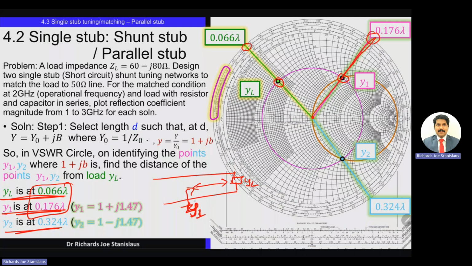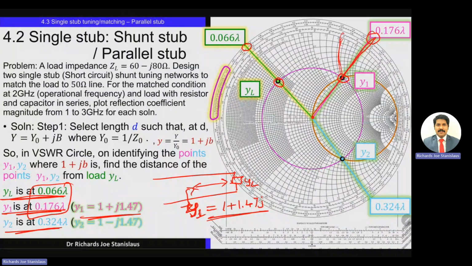an admittance value of 1 plus 1.47j, right? 1 plus 1.47j is the admittance at Y1. So the real circle is 1, and the imaginary circle we had seen earlier, right? It goes somewhere over here, and we'll mark the imaginary value as 1.47.